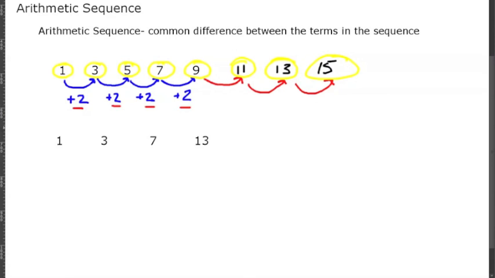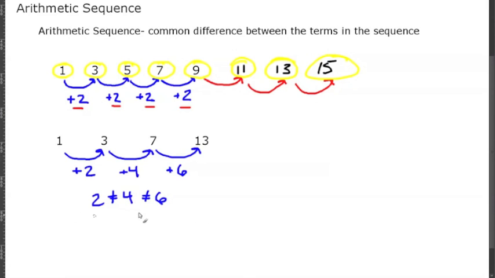Is 1, 3, 7, 13 an arithmetic sequence? Well, let's see. To get from 1 to 3, we're adding 2. To get from 3 to 7, we're adding 4. And to get from 7 to 13, we're adding 6. 2 does not equal 4, which does not equal 6. So there is no common difference. Therefore, 1, 3, 7, 13 is not an arithmetic sequence.